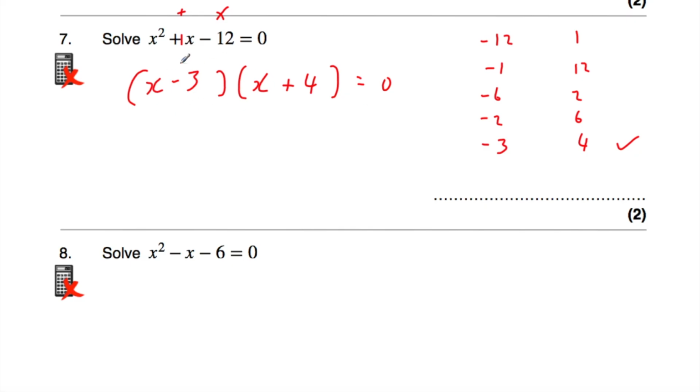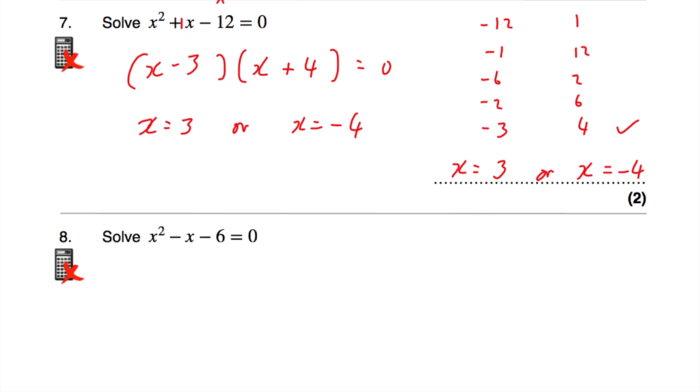Okay, so let's then have a look at our solutions. In terms of this first bracket, it's going to be x equals 3, because 3 take away 3 is equal to 0. Or, in terms of this bracket, x would be negative 4. x equals negative 4, because negative 4 plus 4 is equal to 0. So there are two solutions. And that's it. So either x equals 3 or x equals negative 4. Okay, let's have a look at our next question, question number 8.